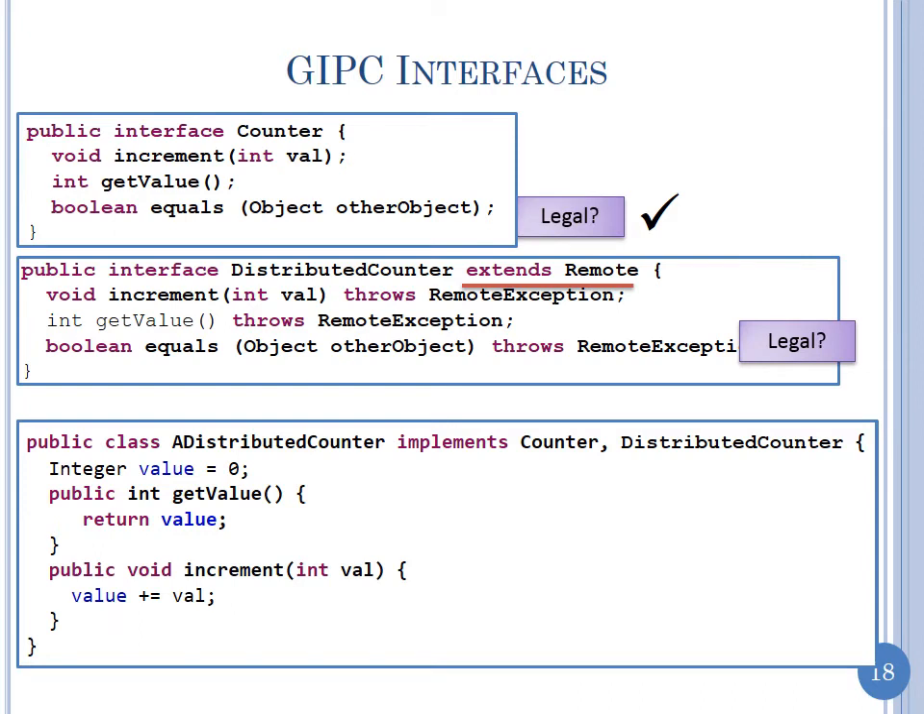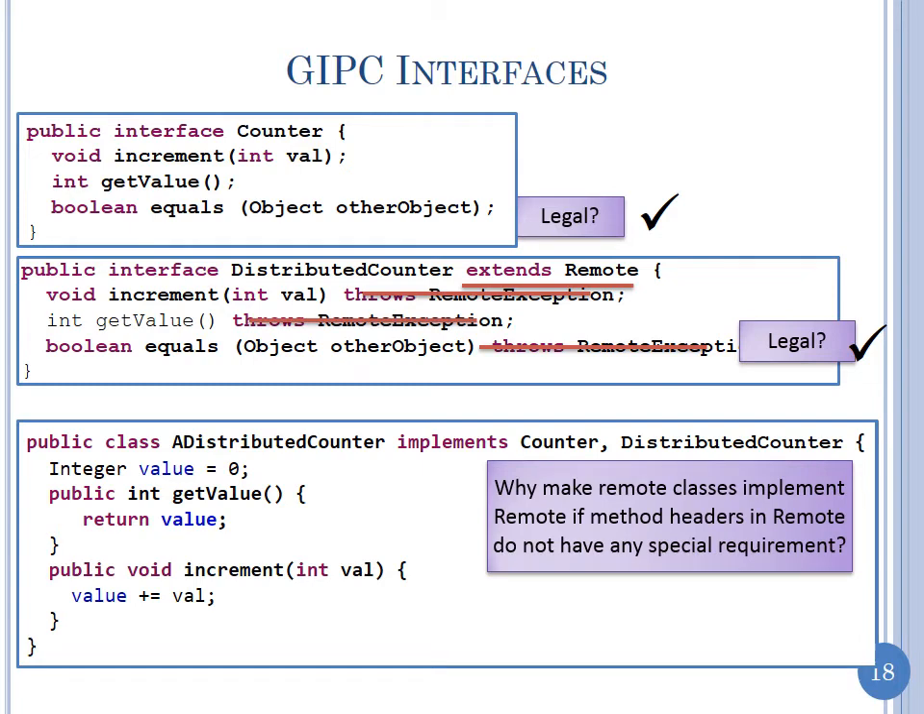So in GIPC, you don't have to put throws RemoteException in interfaces that have to be called remotely. And so this is legal. So does it make sense then to have even the remote interface at all? If we are not going to force our remotely called methods to have throws RemoteException in their headers in the interfaces, does it even make sense to have the notion of a predefined remote interface?